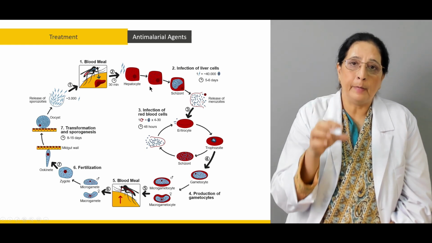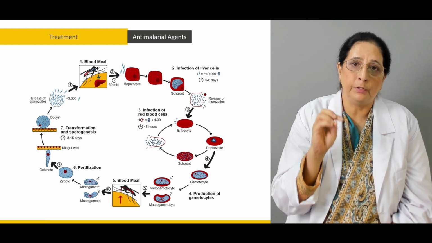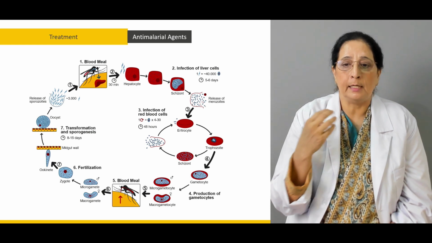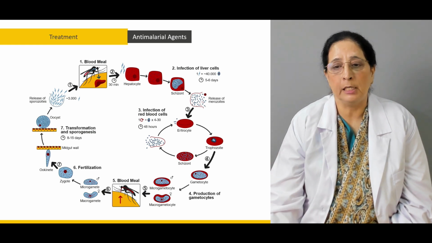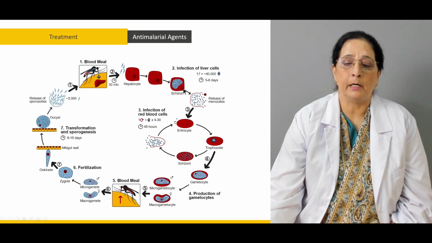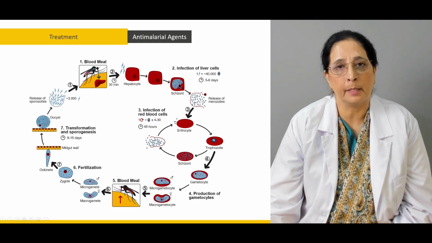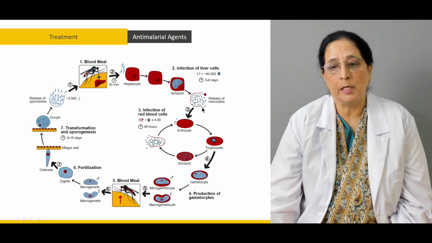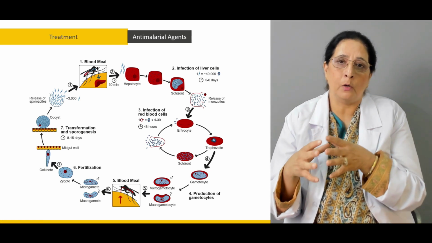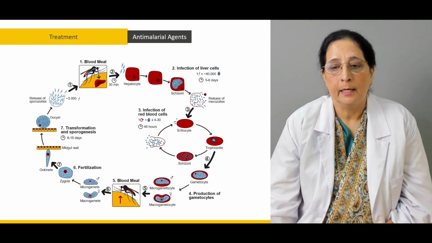So with the bite of the mosquito, sporozoites are introduced into the body. They enter the liver cell, grow and form the schizont, and then the hepatocyte ruptures or bursts and releases the merozoites. So sporozoites now change into merozoites, which are released from the liver cell.